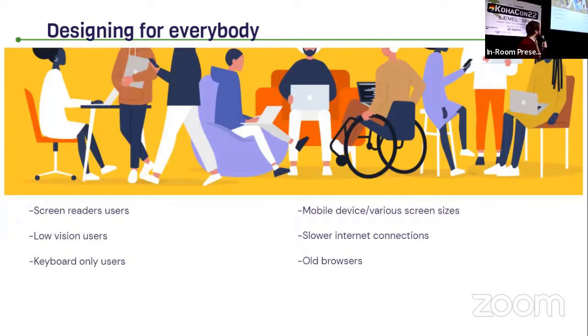You also have to remember that not everybody has a really fast internet connection. There's probably a lot of rural libraries out there with slower internet still, unfortunately. Those are users we want to consider. And then older browsers. Like I said, it's easy to be in the newest version of Chrome and see that everything works and looks good. We have to remember that not everybody uses the same browser.